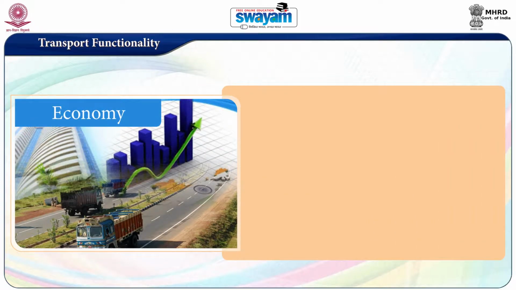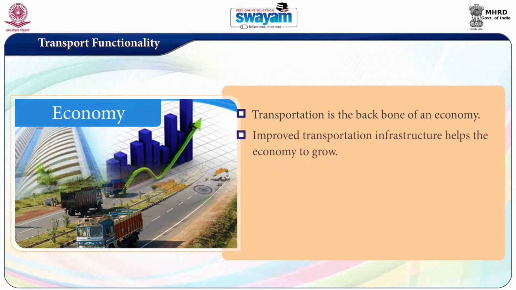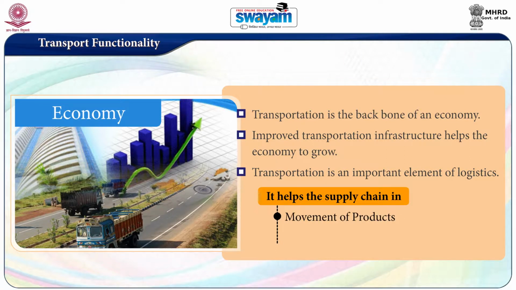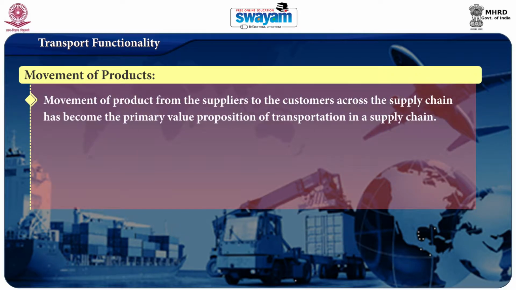Let us now discuss the transport functionality. Transportation is the backbone of an economy. Improved transportation infrastructure helps the economy to grow. Transportation is an important element of logistics. It helps the supply chain in the movement of products and storage of goods. Movement of products from the suppliers to the customers across the supply chain has become the primary value proposition of transportation in a supply chain.